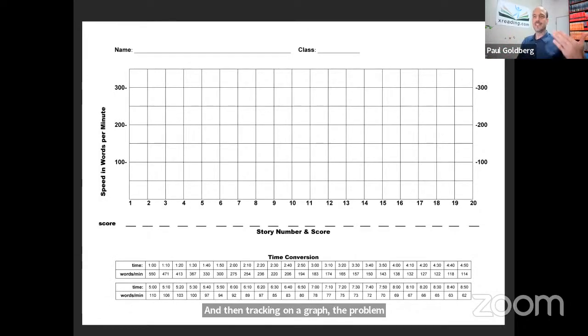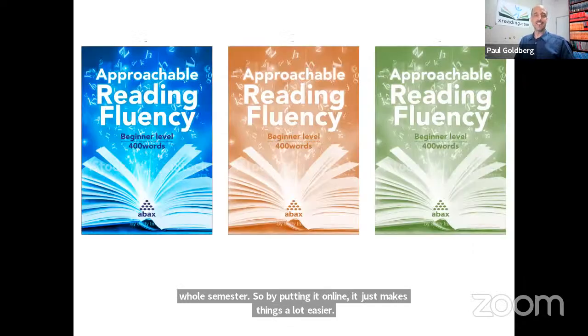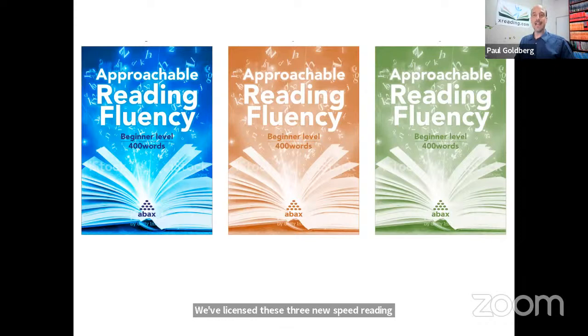The problem, though, is like with extensive reading. It works well, but there's lots of potential problems. Mainly students forgetting to track their time, forgetting to press start, forgetting to write the time on the graph, losing their book, and then all their progress is lost for the whole semester. So by putting it online, it just makes things a lot easier. We've licensed these 3 new speed reading books from ABAX, who you may be familiar with. They just won 2 language literature awards, and not for these, but for graded readers.